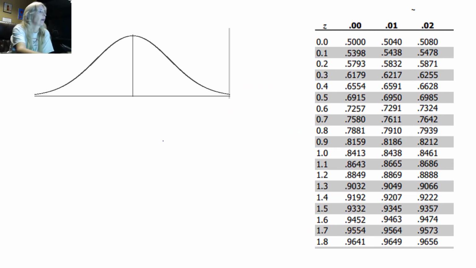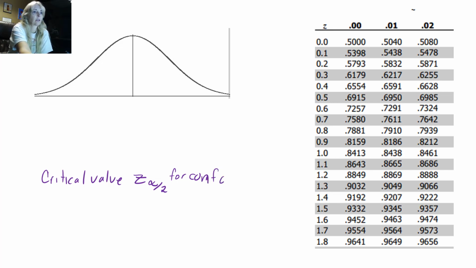Okay, let's say we are asked to find the critical value. So I'm looking for a critical value, and it says Z alpha over 2 for the confidence level for confidence. What can I write? Confidence of 93%. Okay, so it's important that you know what all these symbols mean.